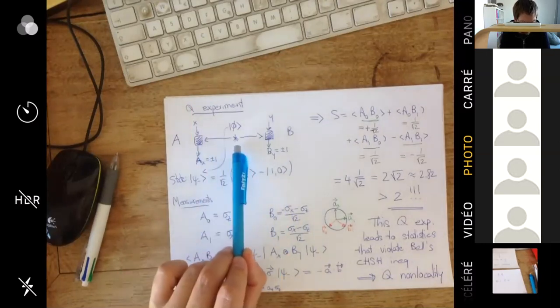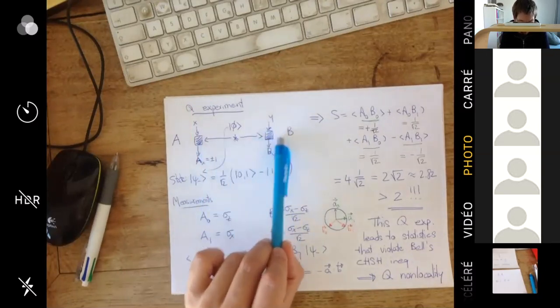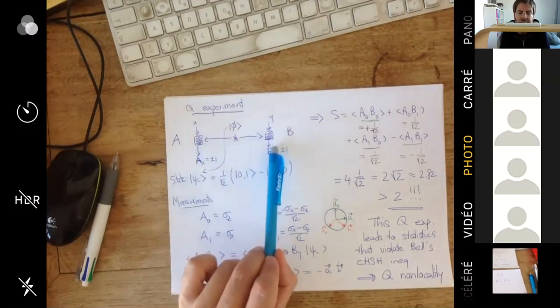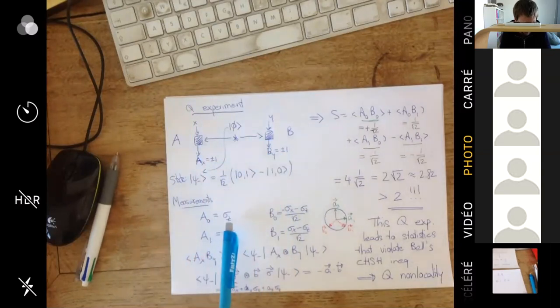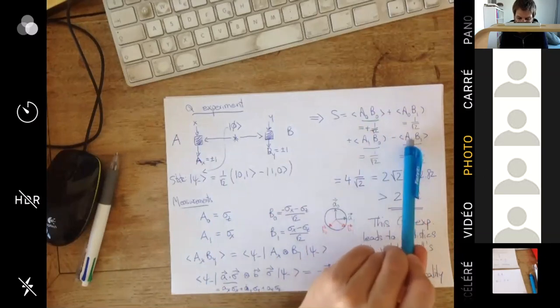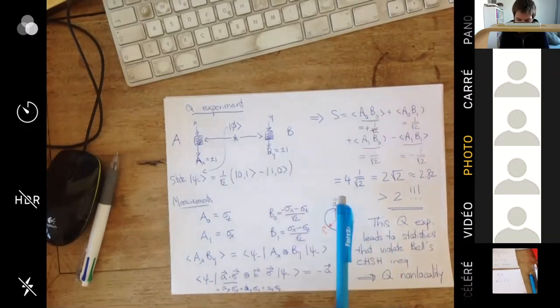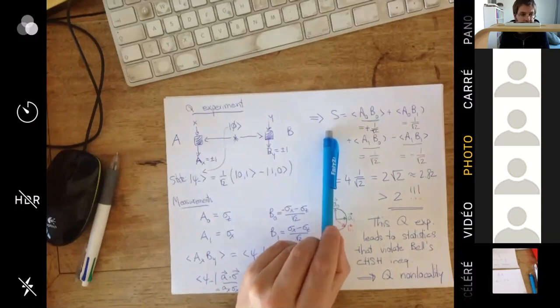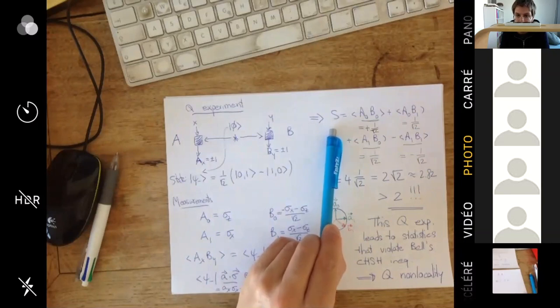And then they sent each of these photons to an analyzer of the polarization, so something like a polarizer if you want. And then these polarizers were oriented according to these 4 possibilities here, okay? And so then you can repeat this experiment many times and you can calculate the expectation values. And then you calculate S. And then you check in your experiment whether S is bigger or smaller than 2, right?